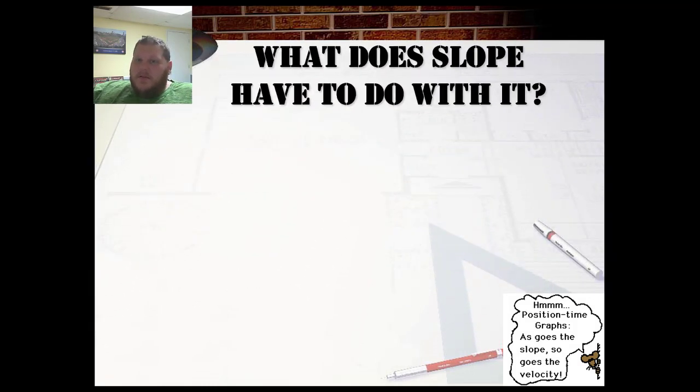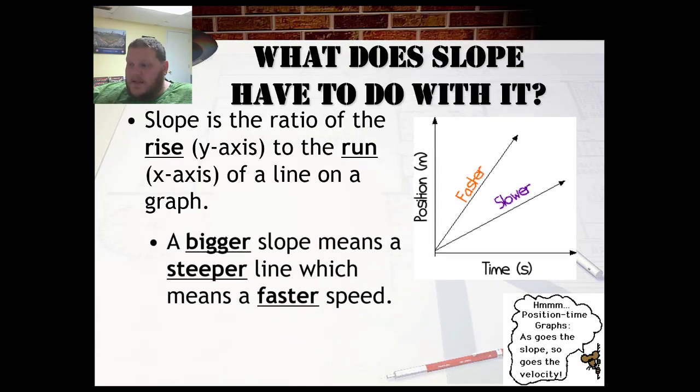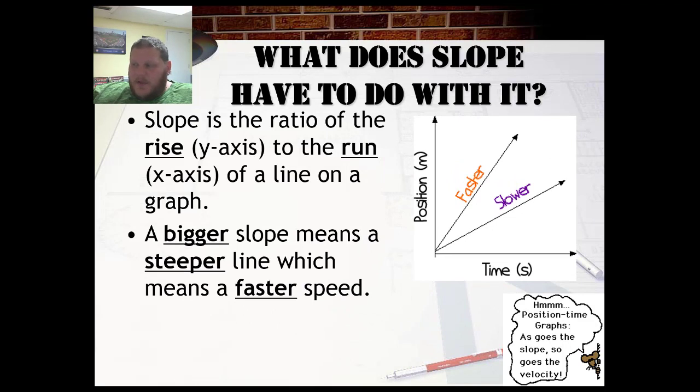What does slope have to do with it? Well, we know slope is the ratio of rise over run. So it's our change in the y-axis over our change in the x-axis, which, since we're talking about a position graph, means the y value is how far I'm going and the x value is how long it took me to get there. The steeper your line is, the bigger your slope. That means more distance is traveled in the same amount of time. So a steeper line means we're traveling faster. A less steep line means we're traveling slower.